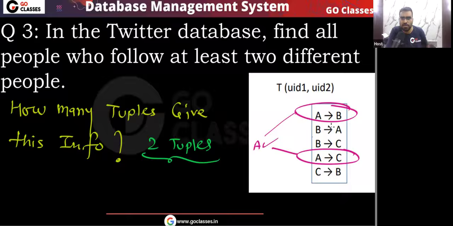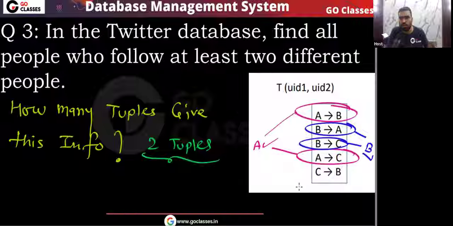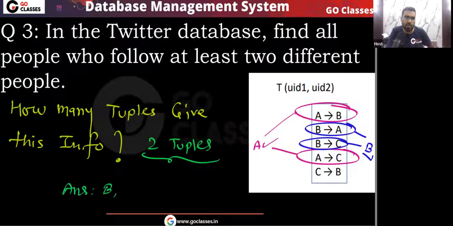Yes or no? Similarly, from this tuple and from this tuple, I will find that B follows at least two different people. Correct? Agree? And you can see that C does not follow at least two different people. So here the answer should be A comma B, because they follow at least two different people. Very simple. So this is the idea.